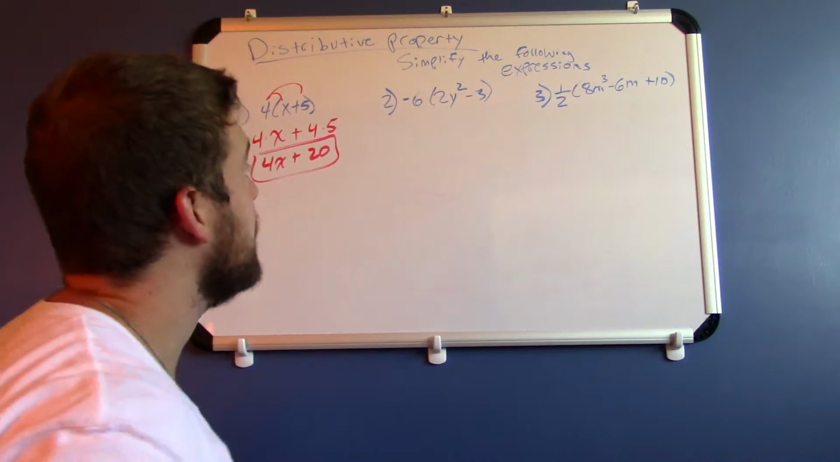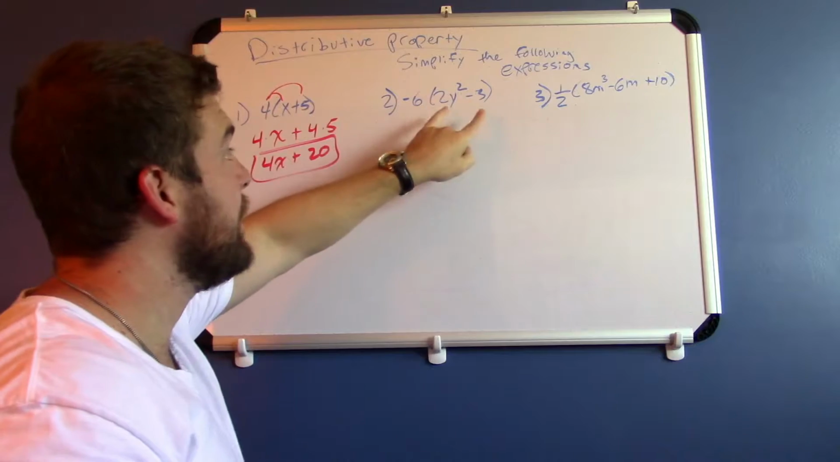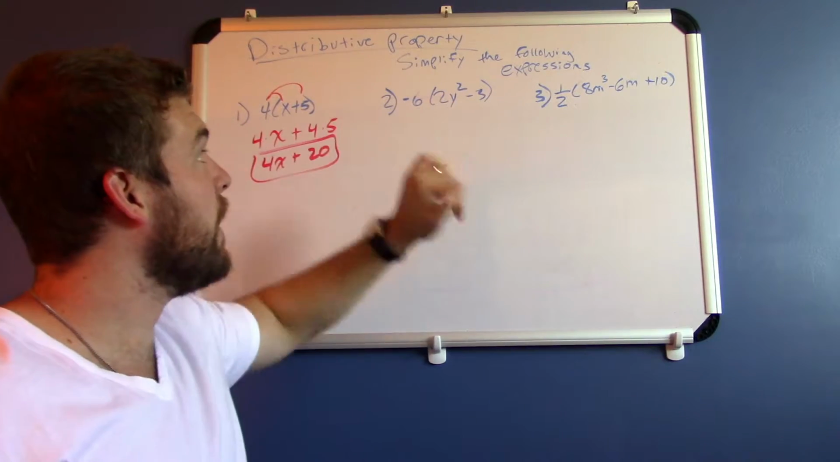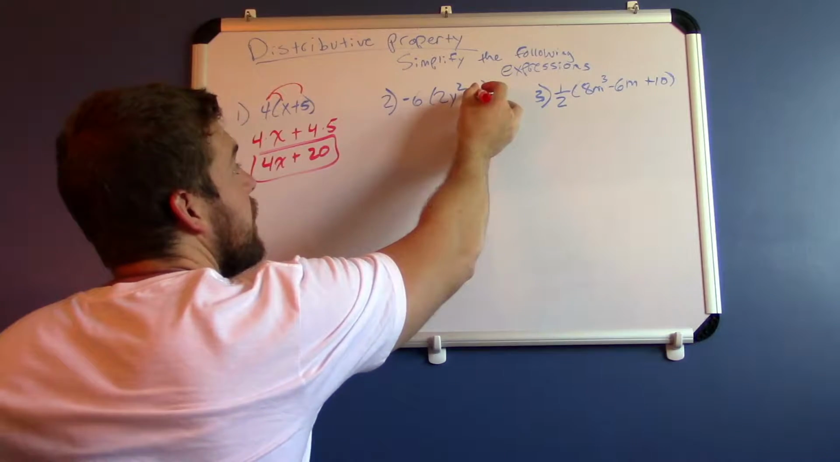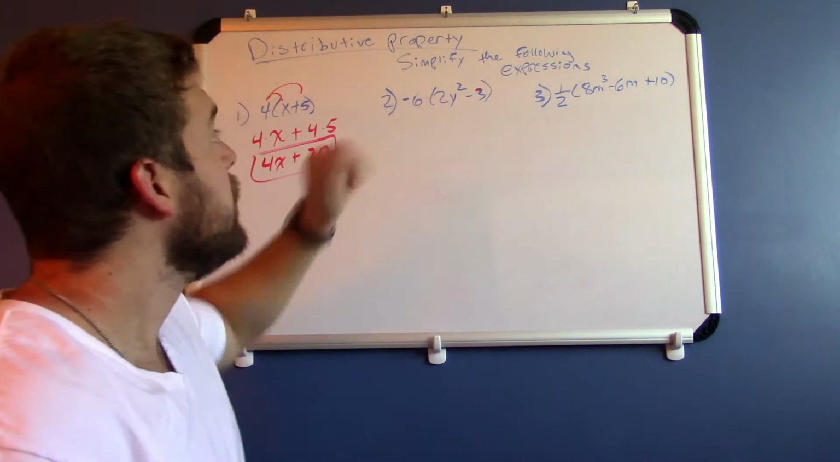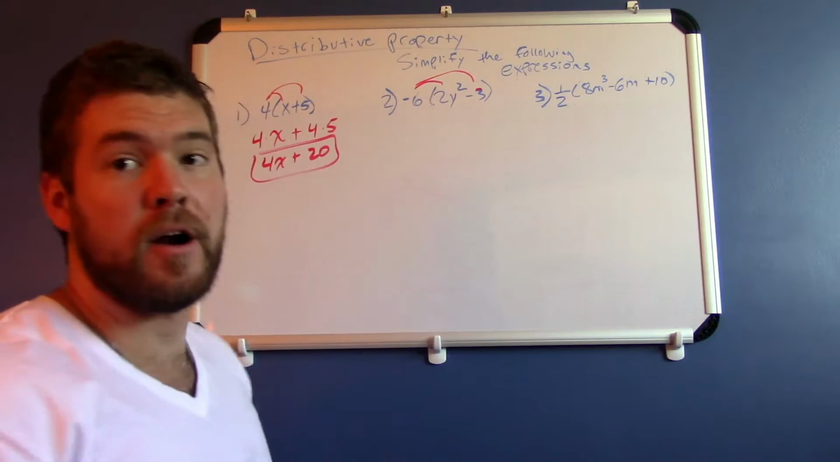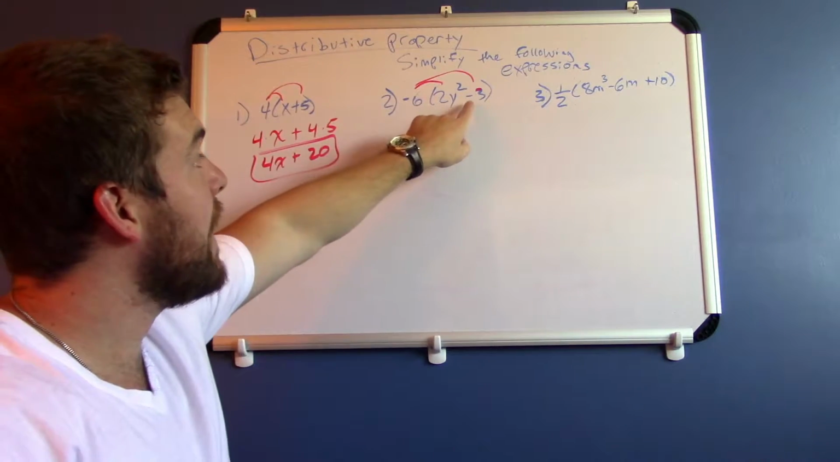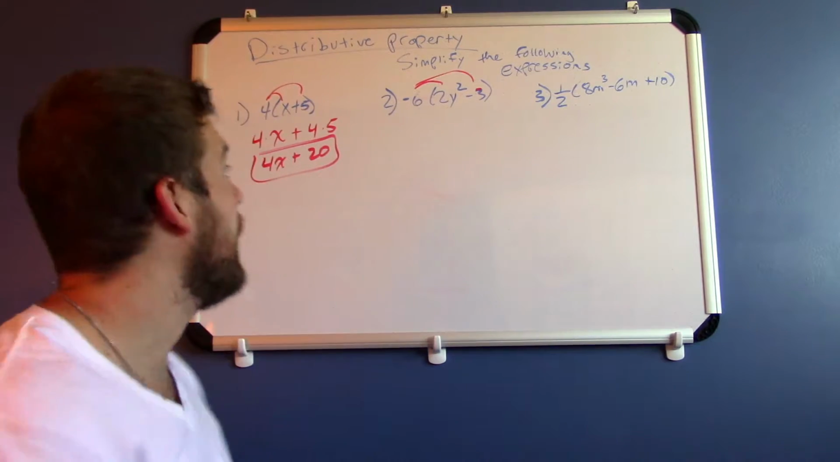The second expression here, we have a negative 6 times, in parentheses, again, we're going to be distributing 2y squared minus 3. Okay, so we want to distribute this negative 6 to both parts. But one thing to note, that negative sign, and we have a negative sign out here, might throw you off, so be careful with that one.